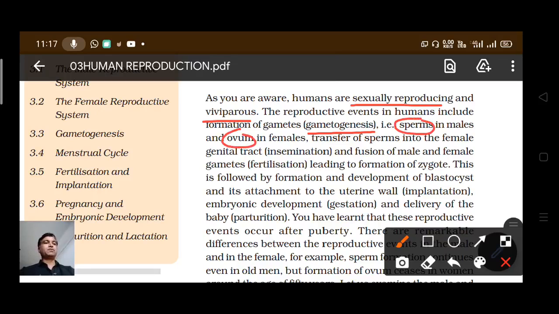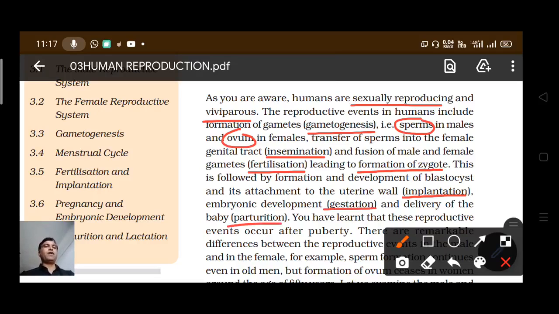The transfer of the sperm into the female genital tract is called insemination. The fusion of male and female gametes is called fertilization, leading to the formation of the zygote. This is followed by the formation and development of the blastocyst. The attachment to the uterine wall is called implantation. Next, embryonic development is called gestation, and the delivery of the baby is called parturition.